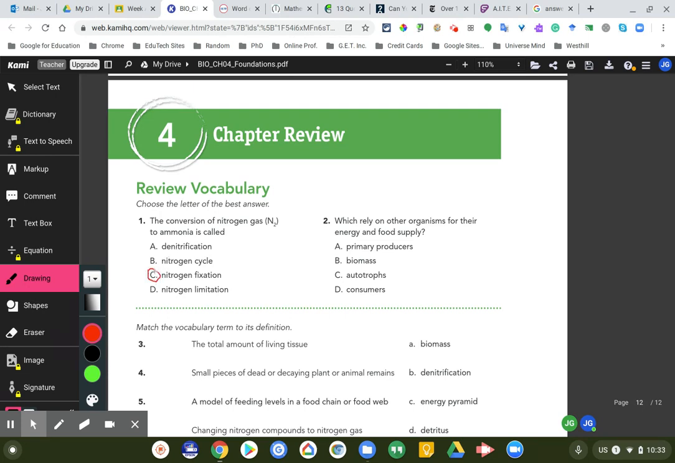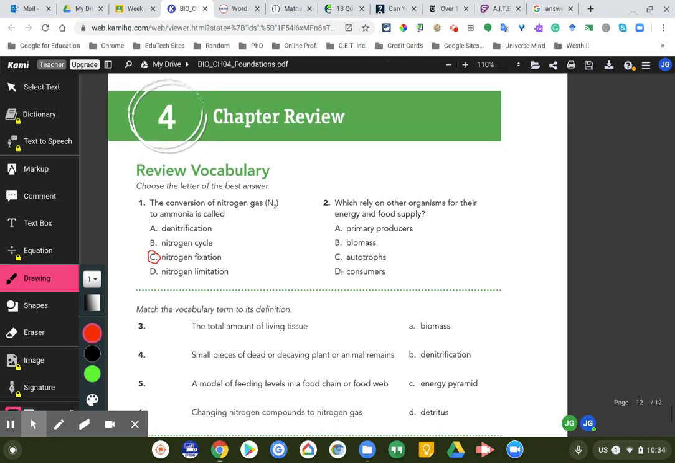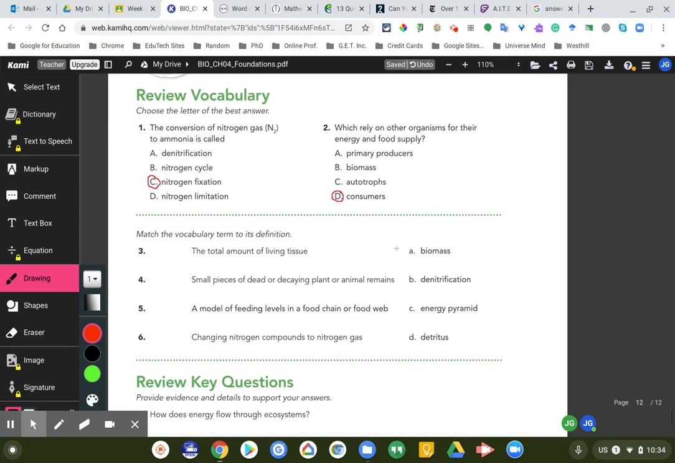Let's circle that. Okay. Number two, which rely on other organisms for their energy and food supply? Okay. So primary producers, obviously not biomass. No, because biomass is a different concept. Autotrophs are also primary producers. So A and C are the same thing, just different words. So the only one that relies on other organisms for their energy and food supply are consumers.